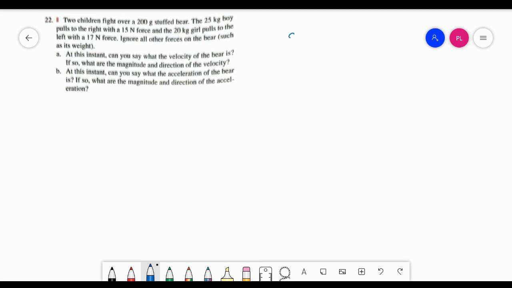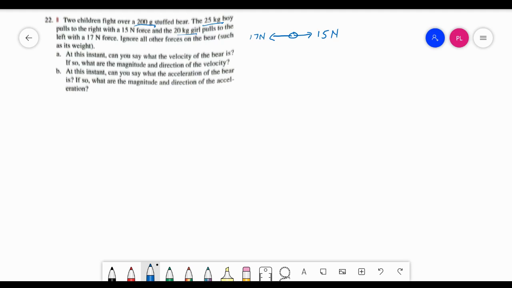So, a quick simplification. There's the teddy bear, 15 newtons to the right, 17 newtons to the left. They say ignore all other forces on the bear, so we ignore them. They give us the mass of the boy and the mass of the girl. I don't think those are relevant really at all. And then they tell us that the bear has a mass of 200 grams.